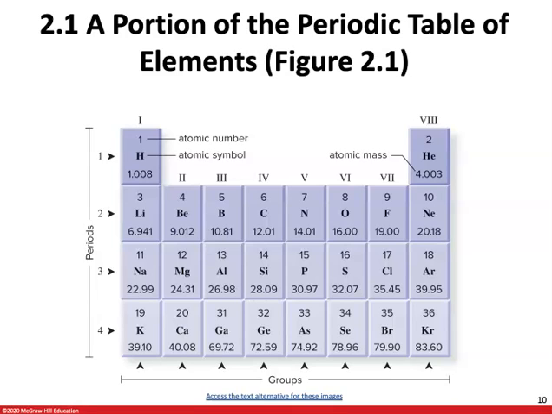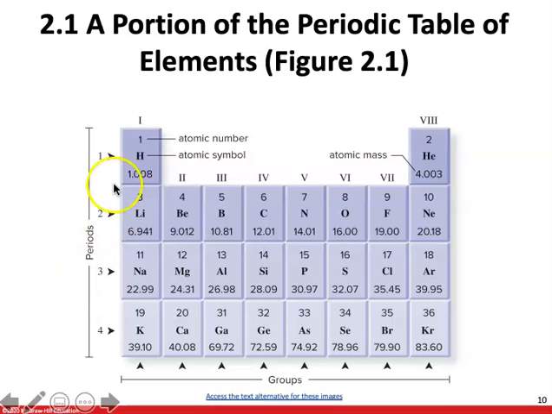Atoms of an element are going to be arranged horizontally by an increasing atomic number in rows called periods. So this very first period has hydrogen and helium, and you can see that they have one or two protons. This number right up here is our atomic number, and that's going to tell us how many protons are going to be found in that particular atom. So they're going to be arranged horizontally by increasing atomic number in rows called periods.